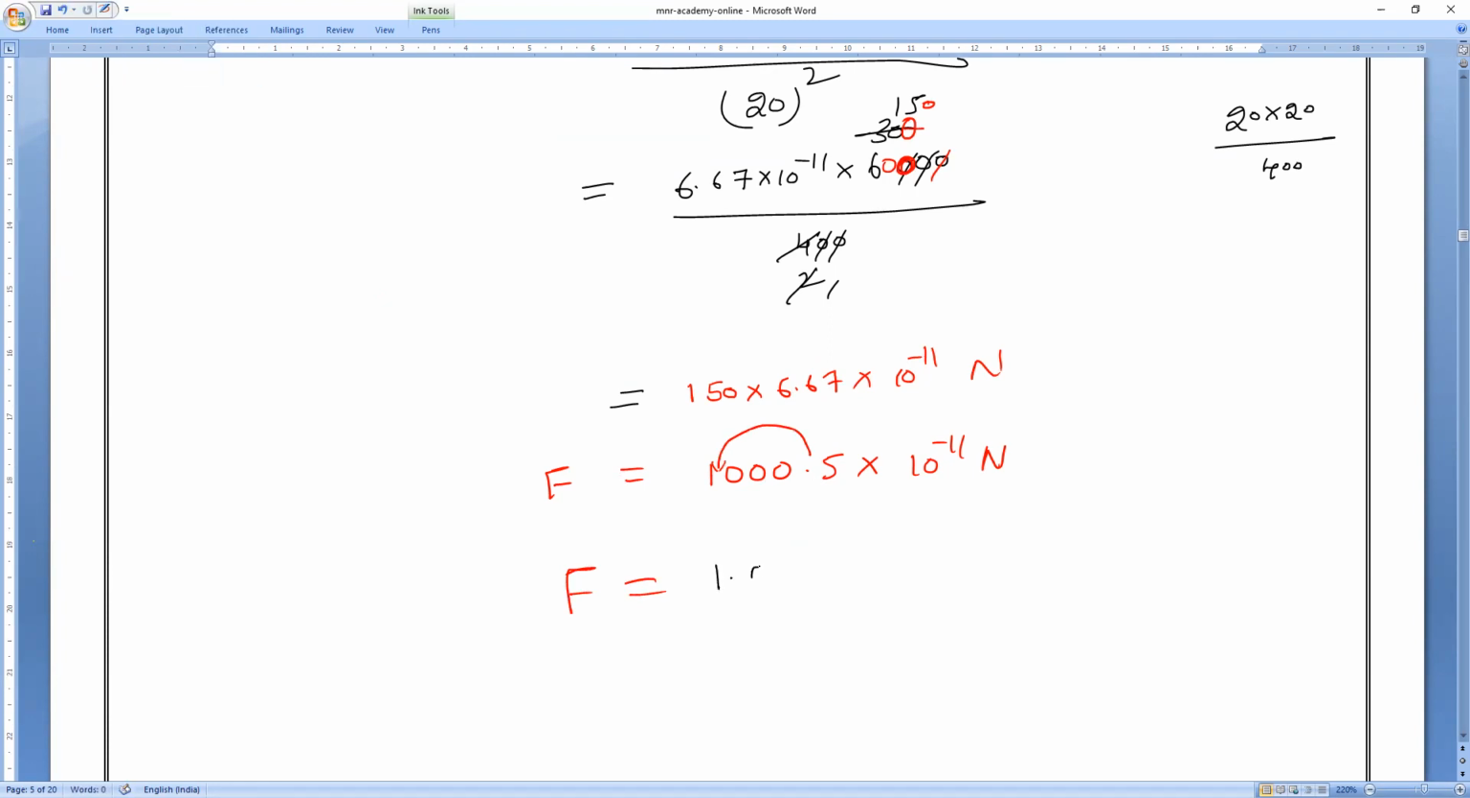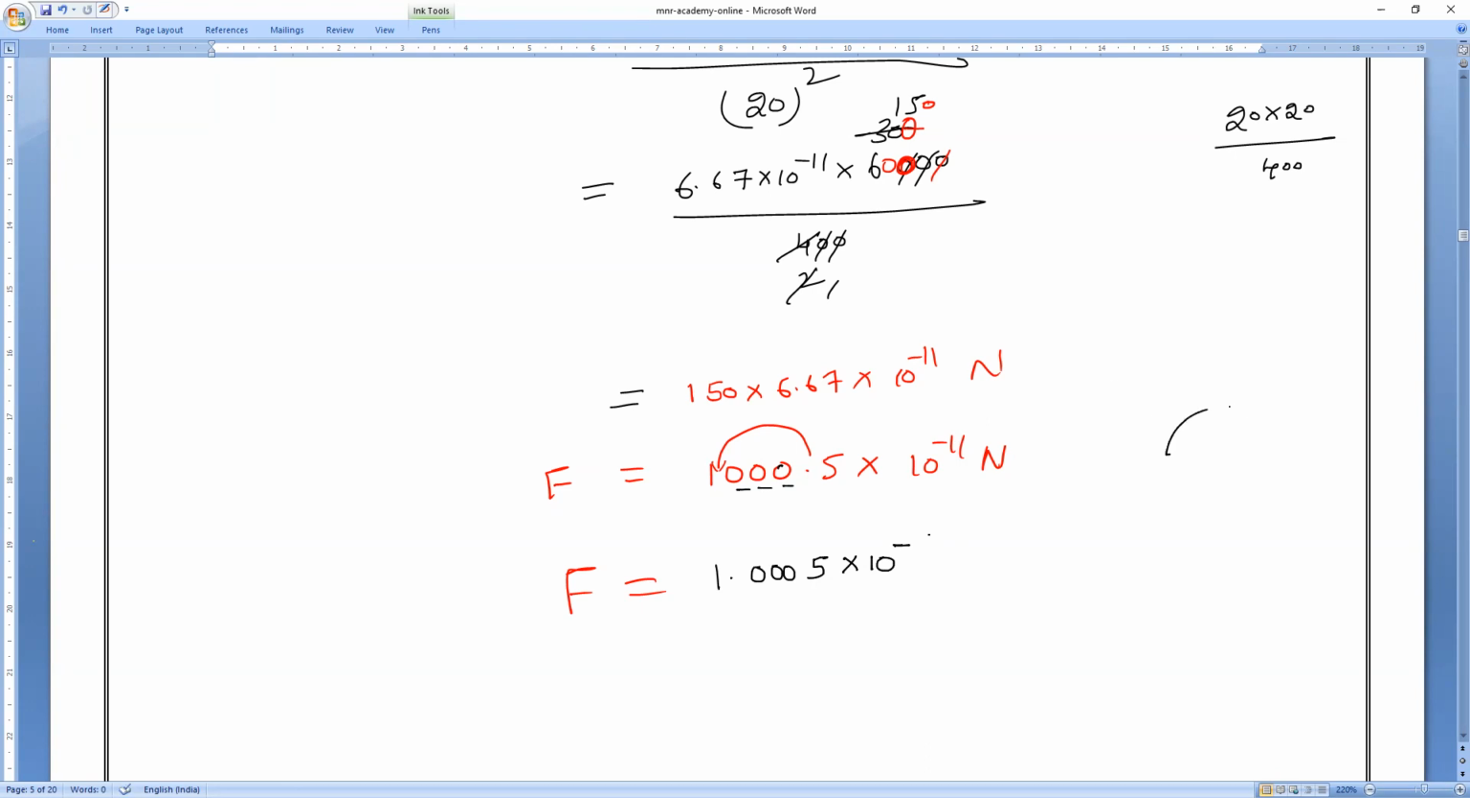Sanjay, 1.0005 into, anybody please? 10 power minus 4? 10 power minus 4 is reduced. See that it is moving right side. So the power is reduced, so plus 4. So plus 4 means how much is it? Minus 11 plus 4. Plus 4 or 3, only 3 digits.